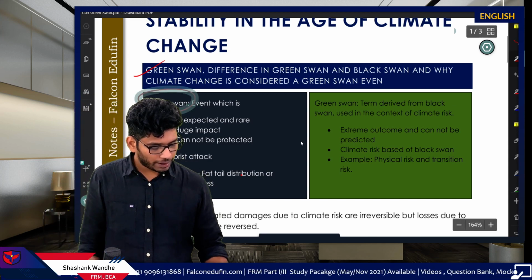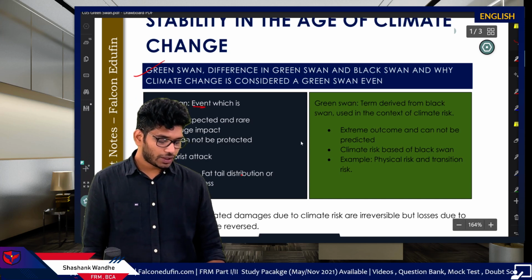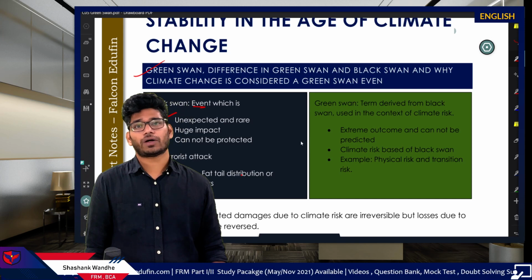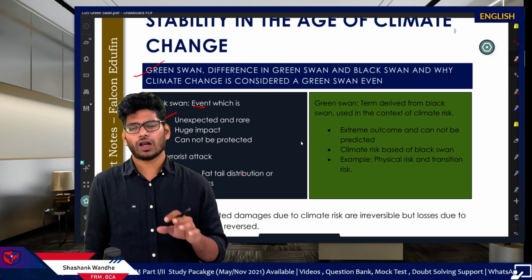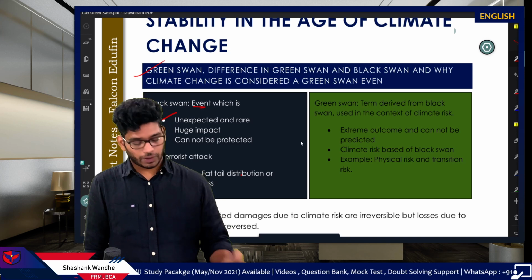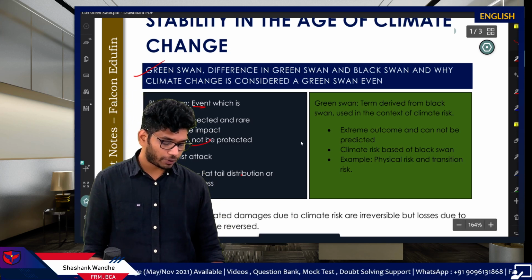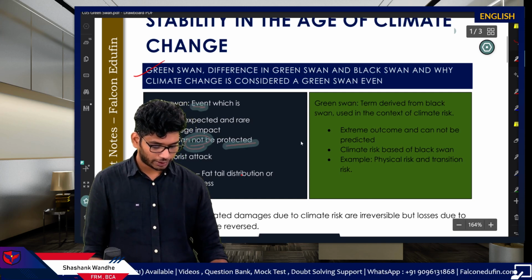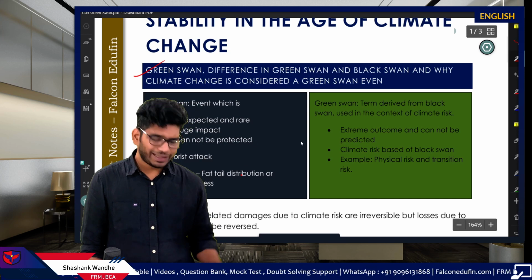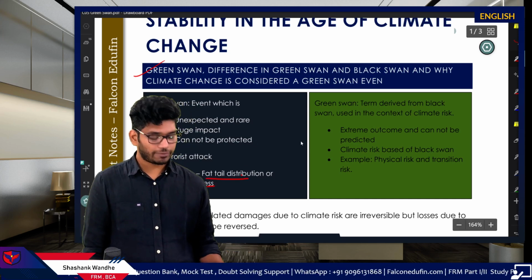So we are talking about a black swan event, and that particular event. What are the properties of a black swan event? An event which is unexpected and rare. When Nassim Nicholas Taleb wrote about the black swan event, it is not just about disasters and risk, it is about all unlikely events. Then huge impact and cannot be protected against. Example, a terrorist attack. In distribution terms, you can call it a fat tail or negative skewness event.